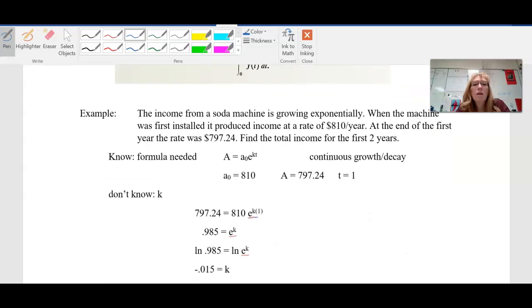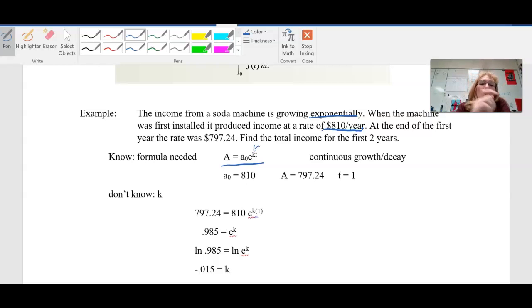So here we go. Let's talk about a soda machine. It's growing exponentially. Now that's a clue. Exponentially means that's your initial e to the kt, remember where k is your constant of variation. When the machine is first installed, it produced an income at a rate of $810 per year. So they're guessing. When they put it in the first day, they think, I'm going to make $810 this year. Doesn't mean it's going to happen.